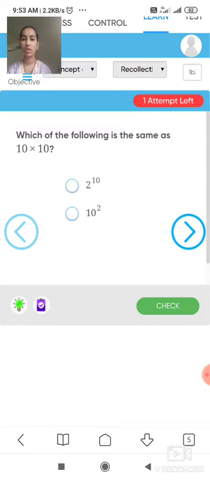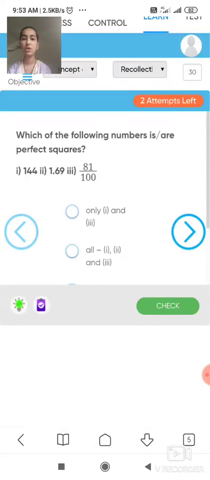Let's take another example. Which of the following is the same as 10 multiplied by 10? Sorry, not 2, 10 multiplied by 10 is 10 square, because a number is multiplied by itself 2 times. So it is written as 10 square. Okay, understand how to write?